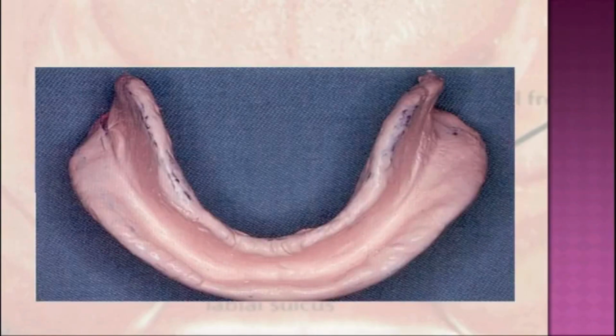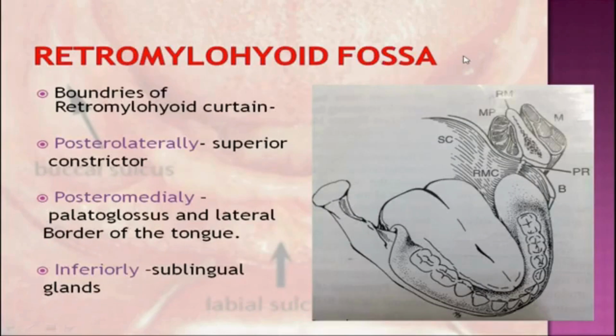Retromylohyoid fossa. It belongs to the posterior part of the alveolingual sulcus. It is the posterior area to the mylohyoid muscle. It is bounded by the retromylohyoid curtain. Boundaries of the retromylohyoid curtain are: posterolaterally it is the superior constrictor. Posteromedially it is the palatoglossus and the lateral border of the tongue. And inferiorly it is the sublingual glands.